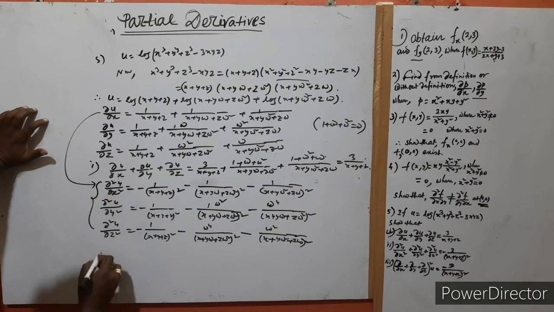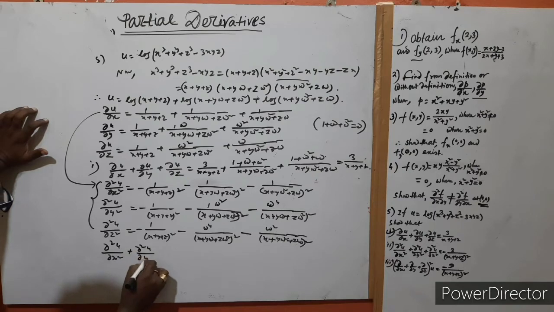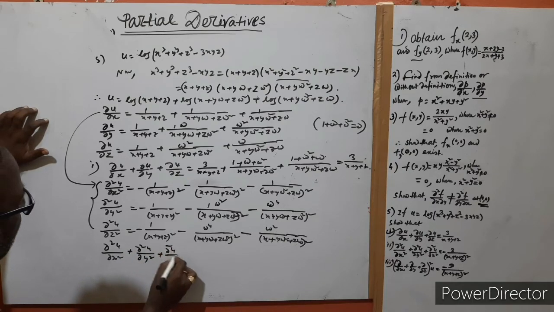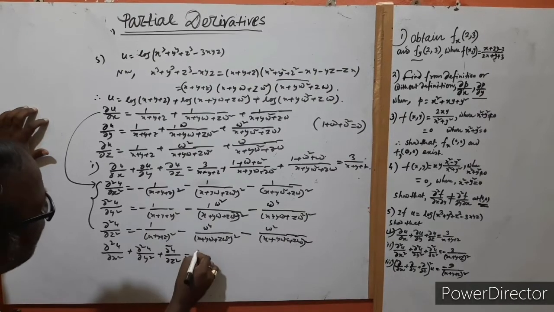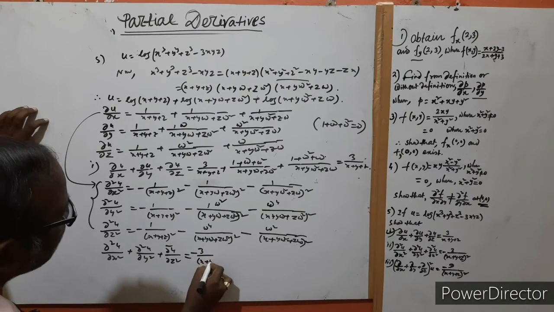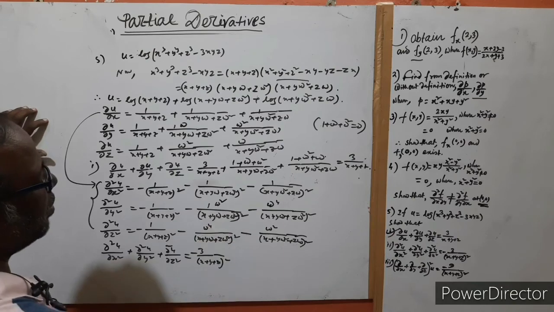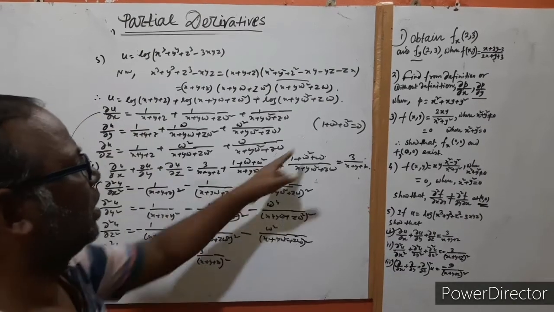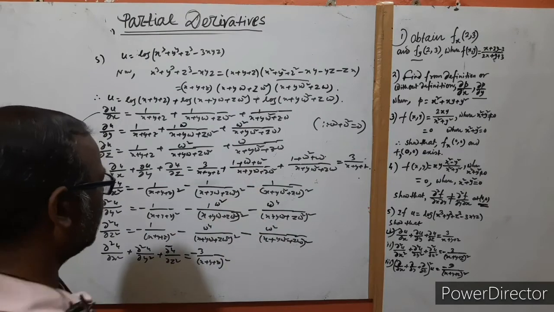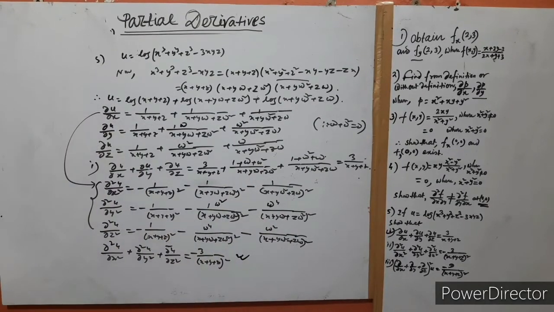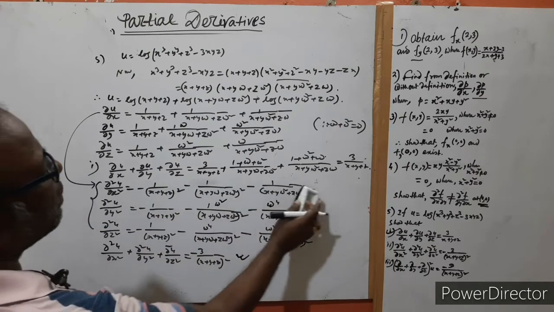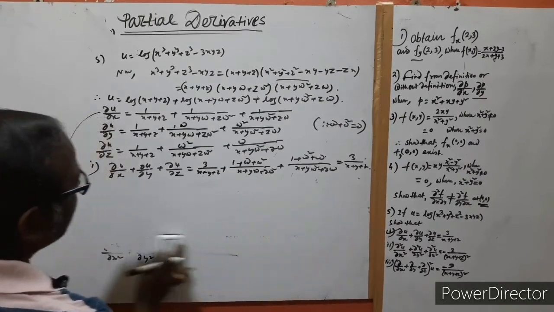Now adding these three, we get minus 3/(x + y + z)² actually, and this sum also has a 0, since 1 + ω² + ω⁴ is 0. ω⁴ means ω, so the sum of the values of these three is 0. So we got the last answer. Now let's proceed to the second.